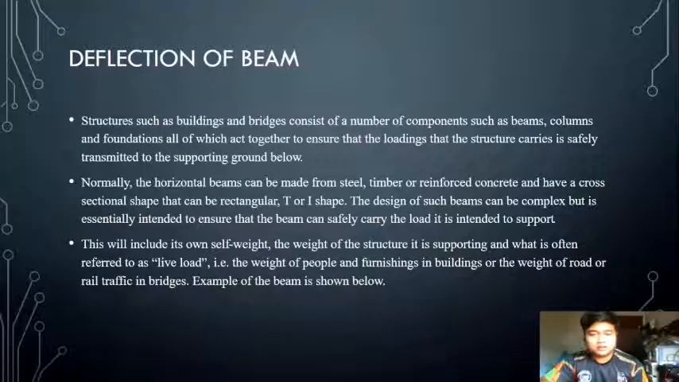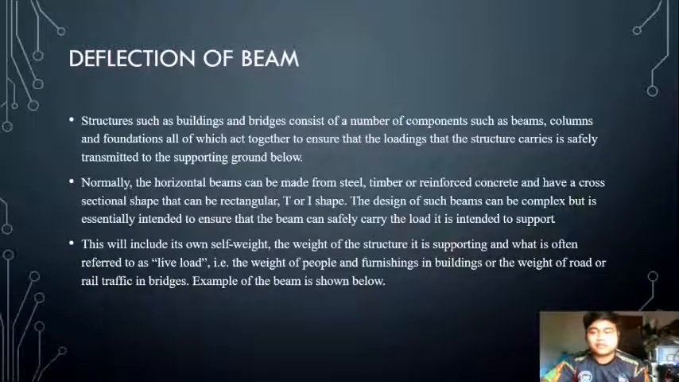The second one is the deflection of beam. Structures such as building and bridges consist of a number of components such as beams, columns, and foundation, all of which act together to ensure that the loadings the structure carries is safely transmitted to the supporting ground below. Normally, the horizontal beams can be made from steel, timber, or reinforced concrete and have a cross-sectional shape that can be rectangular, T or I shape.